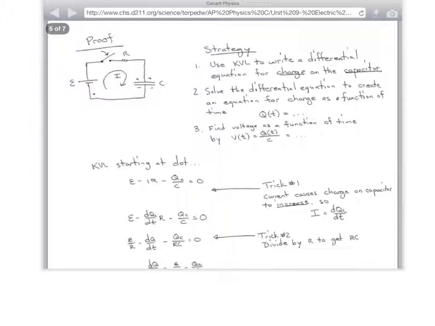I'm going to try to get R times C together, and then get all the constants on the right side. No, actually, I'm not going to be able to do that, am I? I'm going to try to get q's on the left, t's on the right. Sound good? All right, let's do that.